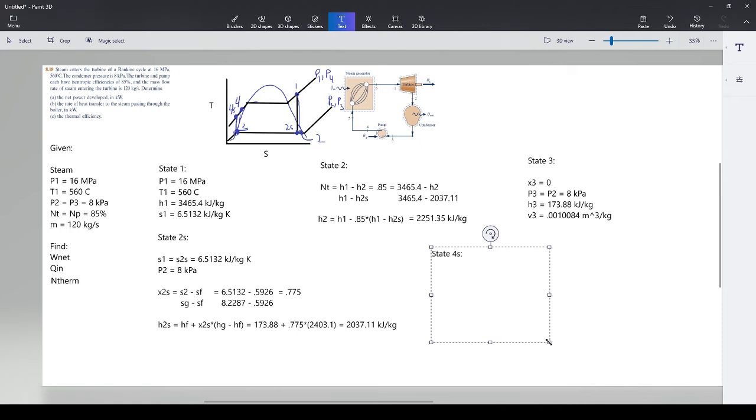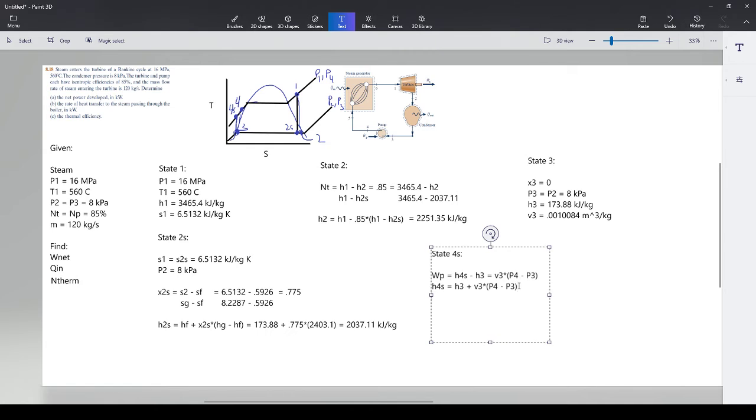The perfect pump equation is equal to this. We have the work of the pump, which is equal to H4s minus H3, which is equal to V3 times the change in pressure, P4 minus P3. So if you wanted to solve for H4s, you would move H3 to the other side, and you end up with H4s equal to H3 plus V3 times (P4 minus P3). And that is the perfect pump equation. If you want to remember this, remember it.